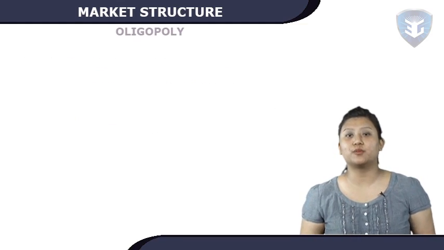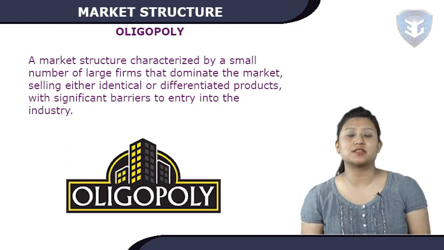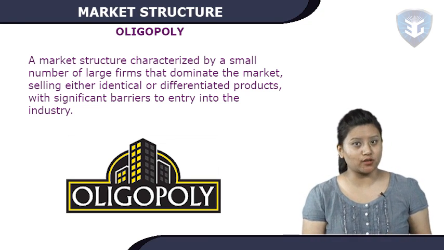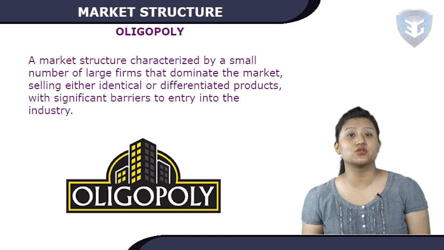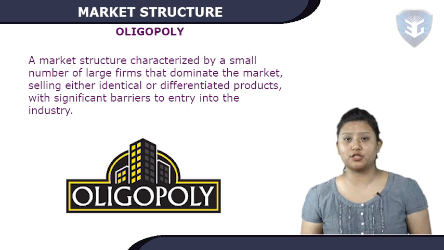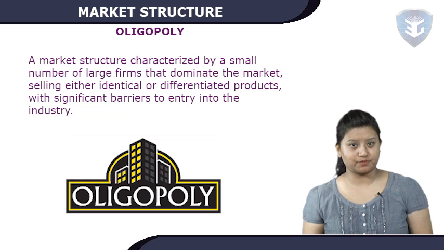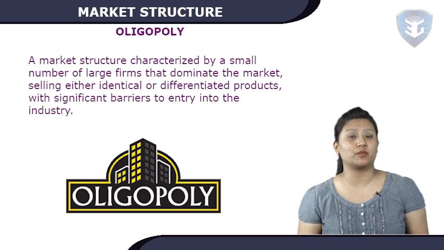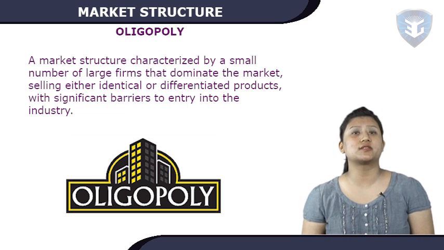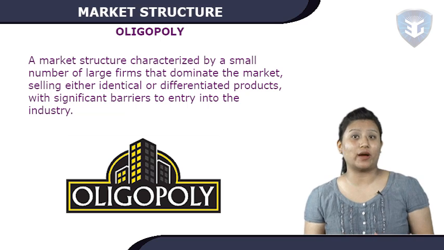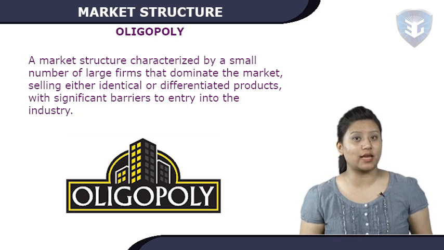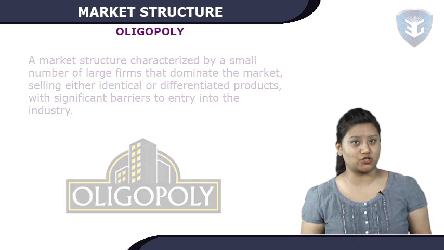Oligopoly. A market structure characterized by a small number of large firms that dominate the market selling either identical or differentiated products with significant barriers to entry into the industry. This is one of the four basic market structures. The other three are perfect competition, monopoly, and monopolistic competition. Oligopoly dominates the modern economic landscape, accounting for about half of all output produced in the economy. Oligopolistic industries are as diverse as they are widespread, ranging from breakfast cereal to cars, from computers to aircraft, from television broadcasting to pharmaceuticals, from petroleum to detergent.